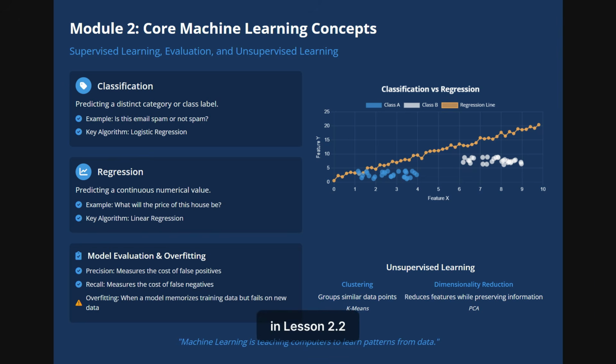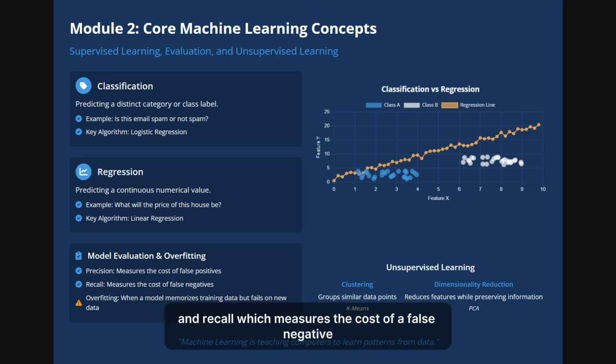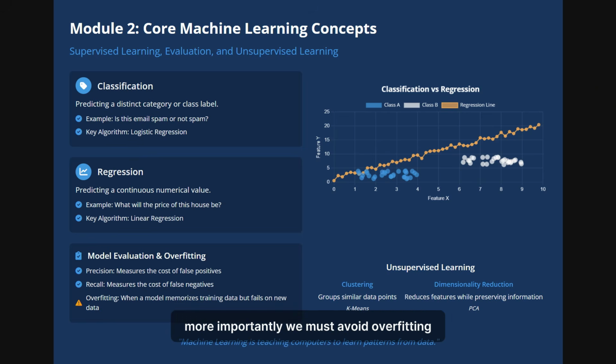In Lesson 2.2, we tackle model evaluation and overfitting. You've built a model, but how do you know if it's any good? Accuracy alone isn't enough. We need better metrics, like precision, which measures the cost of a false positive, and recall, which measures the cost of a false negative. More importantly, we must avoid overfitting.